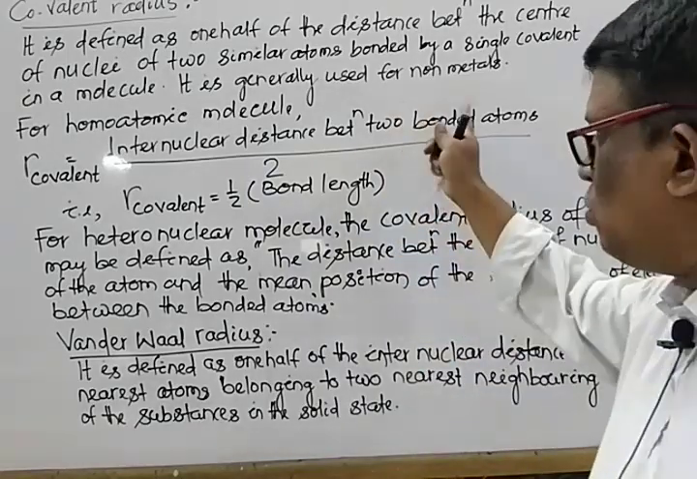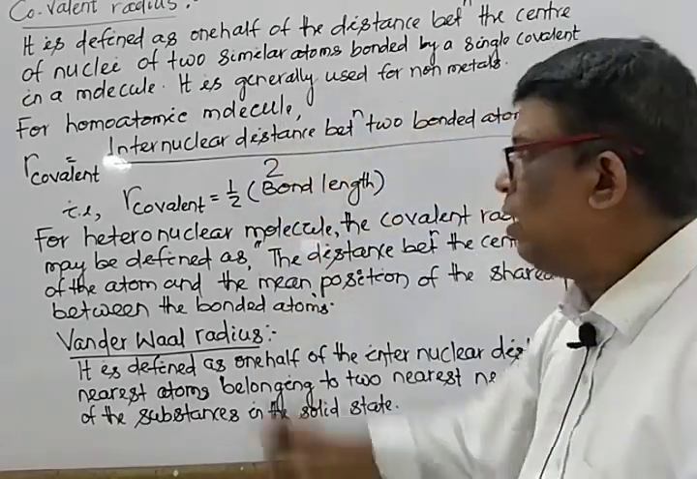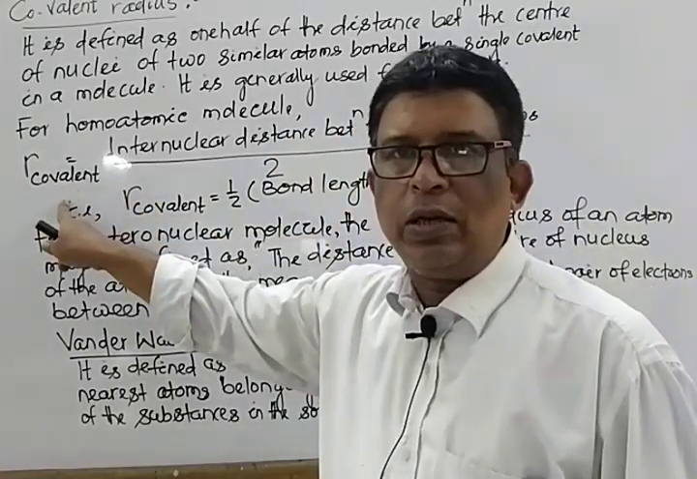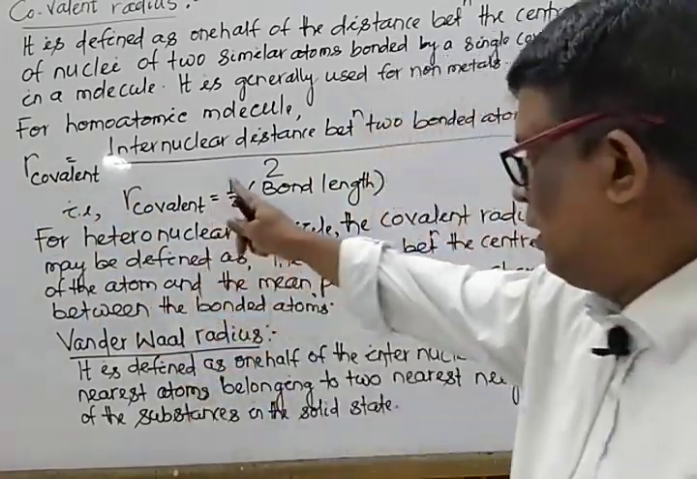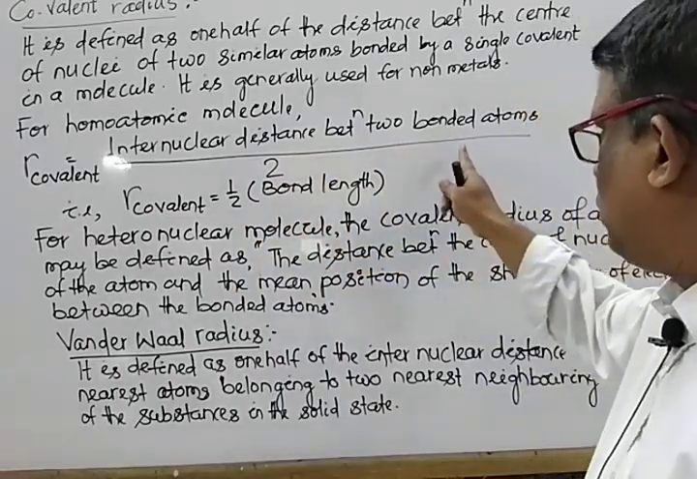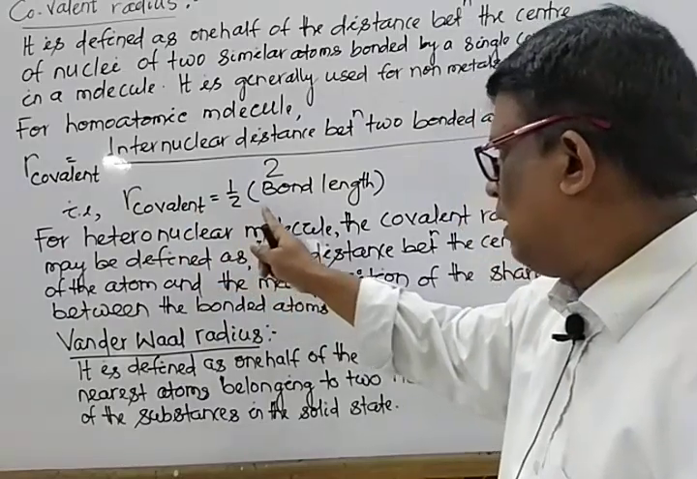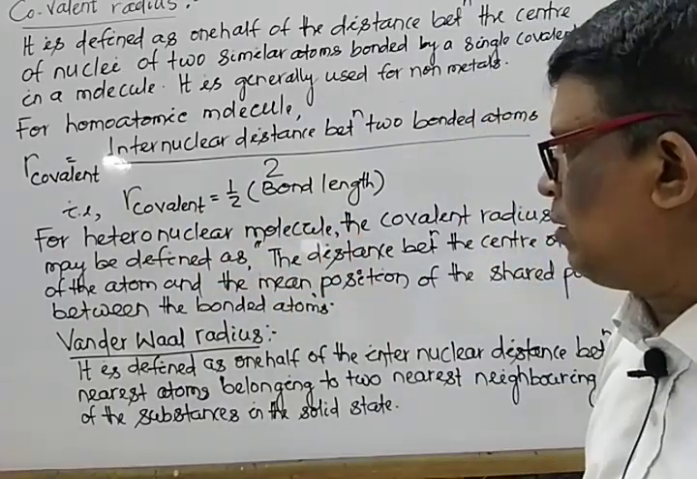It is generally used for non-metals. Again, for a homoatomic molecule, the covalent radius, symbolically R covalent, is equal to the internuclear distance between the bonded atoms divided by 2, or R covalent is equal to half of the bond length.